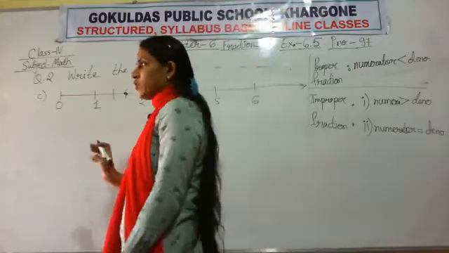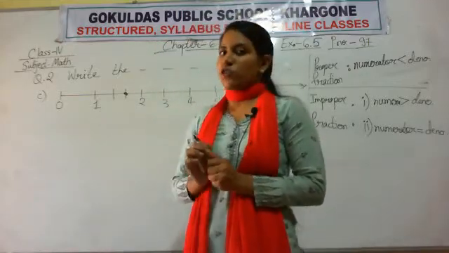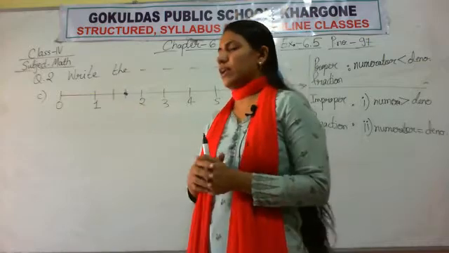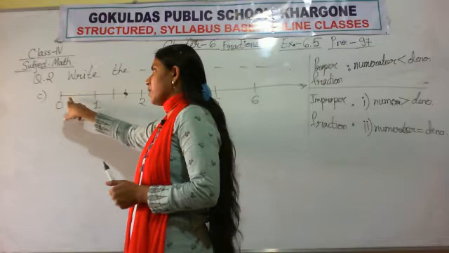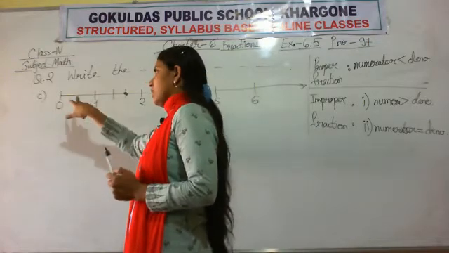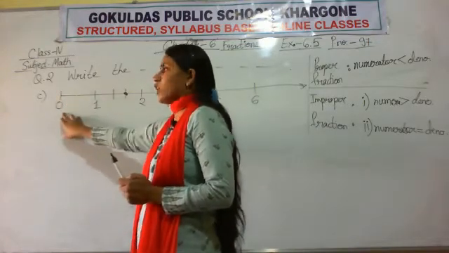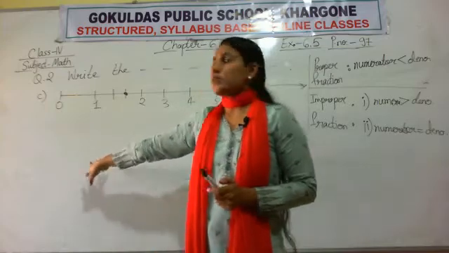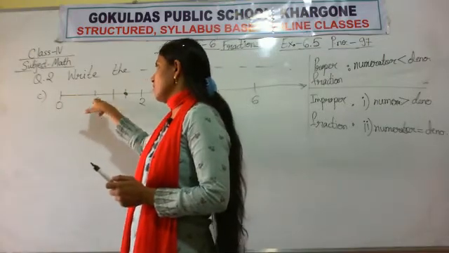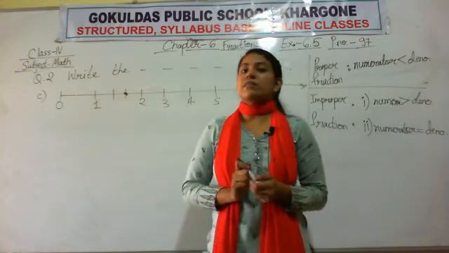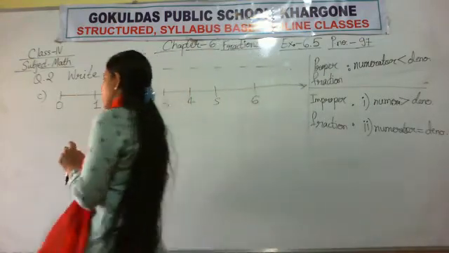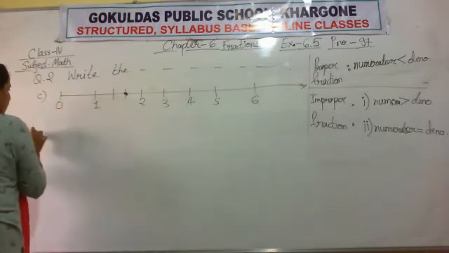Want to write the fraction for it. So first of all, see your number line. Your point is not represented between 0 and 1. If your point is represented between 0 and 1, it means it is a proper fraction. But here the point is after the 1, it means it will represent an improper fraction.